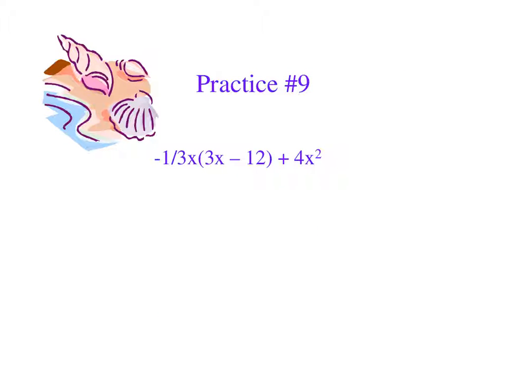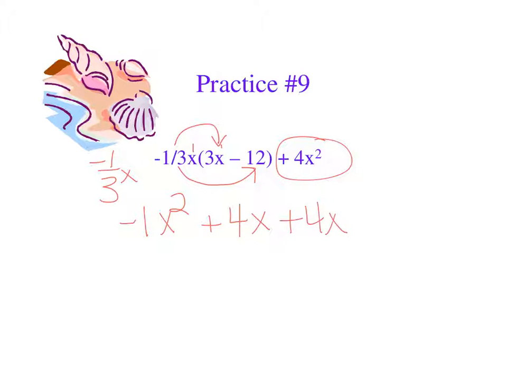Alright, so here's a similar type problem. I'm going to distribute, and this is a negative 1/3 x. So when I distribute that negative 1/3 x, negative 1/3 times 3 is negative 1. x times x is x squared. Then I'm going to distribute that negative 1/3 x to my 12. Negative 1/3 times negative 12 is a positive 4, and I have an x. And then finally I have this plus x squared tacked on the end.